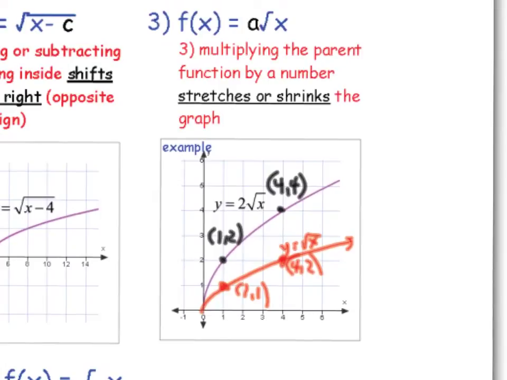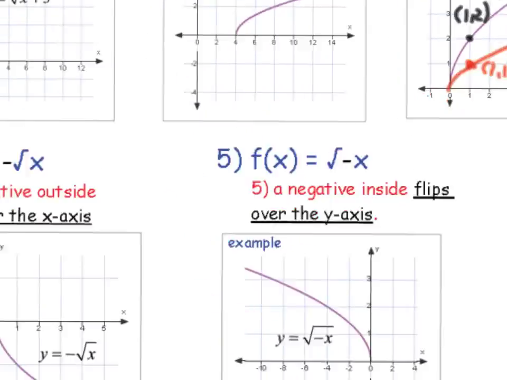If you multiply the root x by something outside, it changes the value of the outputs. For instance, if you take the parent graph, which is right here, this is what the parent graph looks like. It has points at (1, 1) and (4, 2). Well, the 2 root x graph is going to have points at (1, 2), because 1 times 2 is 2, and then a point at (4, 4), because you multiply the outputs. So what that does is it multiplies the outputs, and it makes your graph stretch vertically. So when you multiply by a number on the outside, that's what would happen.